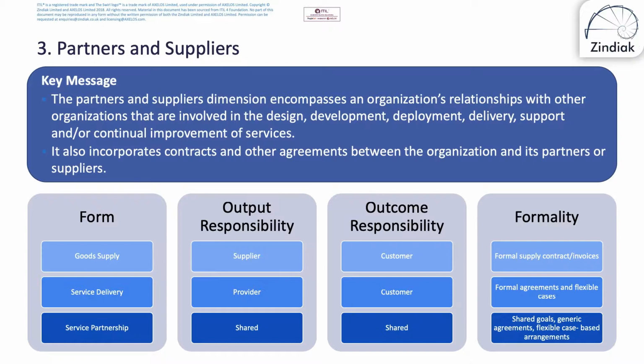And the last example, service partnership as the form of cooperation. Responsibility for the outputs is shared between the provider and the customer. Responsibility for achievement of the outcomes is shared between the provider and the customer. Level of formality, shared goals, generic agreements, flexible case-based arrangements. An example would be employee onboarding, shared between HR, facilities and IT.